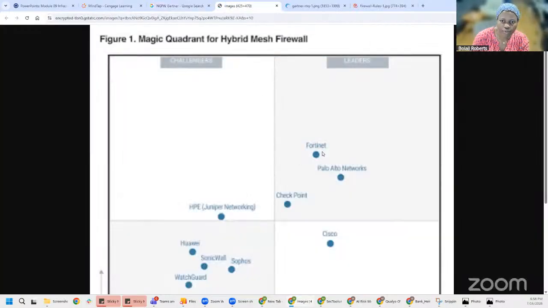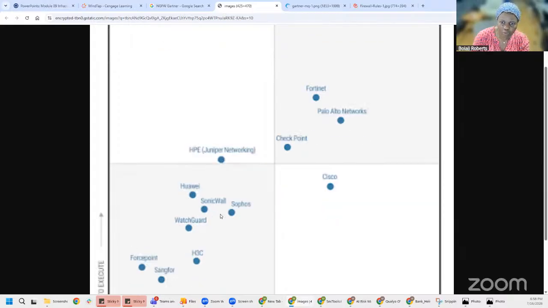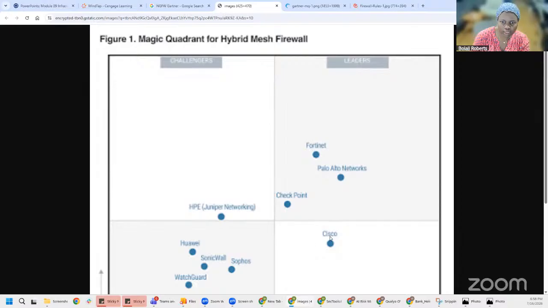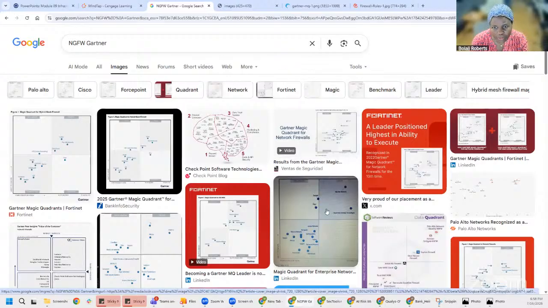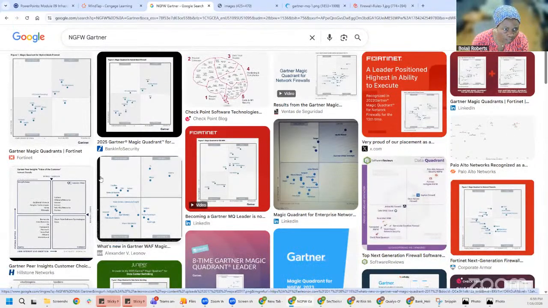Right. So Fortinet, Palo Alto, Checkpoint, these are the leaders here. Juniper Networking by HP, as well as Cisco, is not for hybrid mesh firewall. No, not for hybrid mesh firewall. I'm looking for next generation firewall. But I can assure you that those three that you saw there, they will be the ones that are next generation firewall.